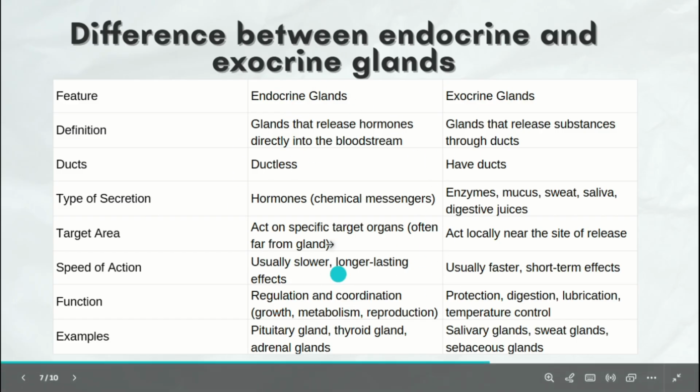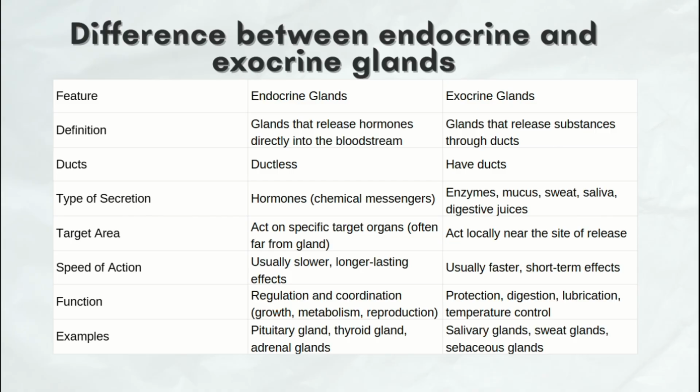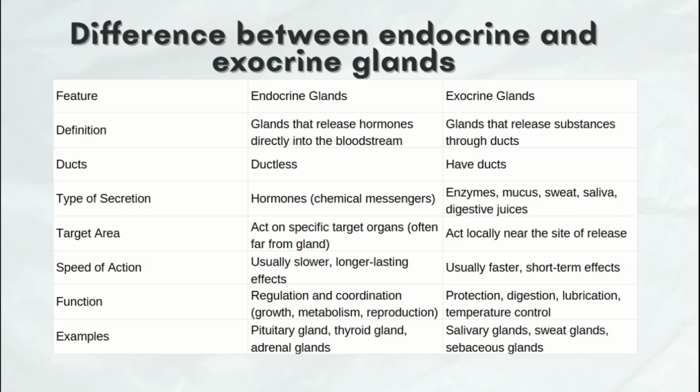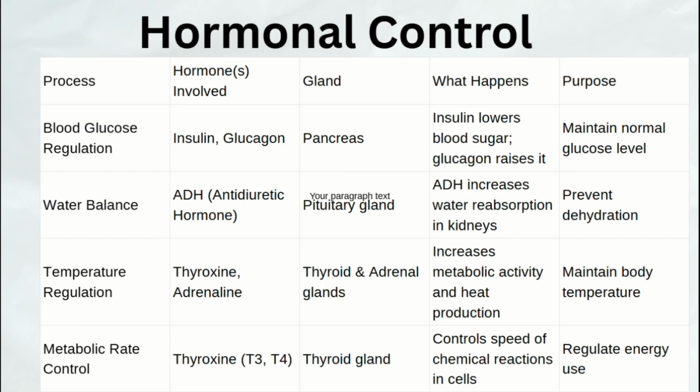So basically, there's a difference between endocrine and exocrine glands, but for exocrine, the focus is not necessarily on them. It's more on the endocrine glands, because these are, I won't say the more important ones, but these are the focus. Basically the focus is on endocrine, and the most they would ask is to compare and maybe mention the main difference between both of these.